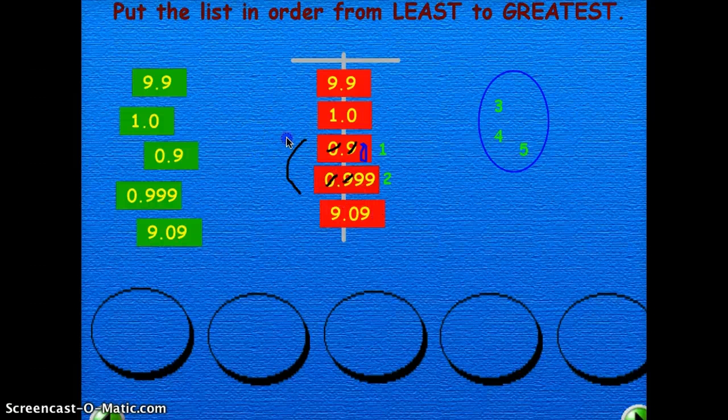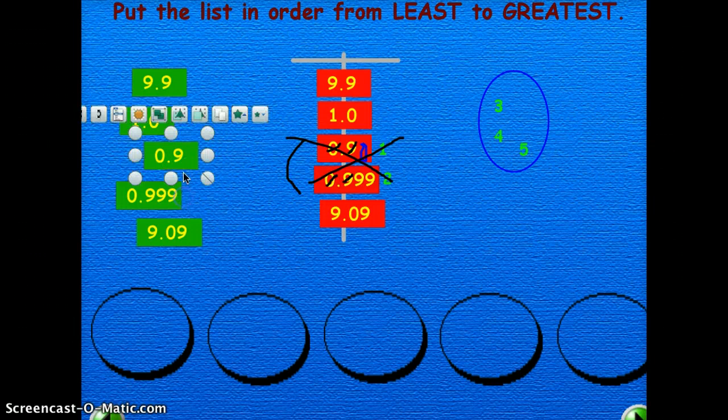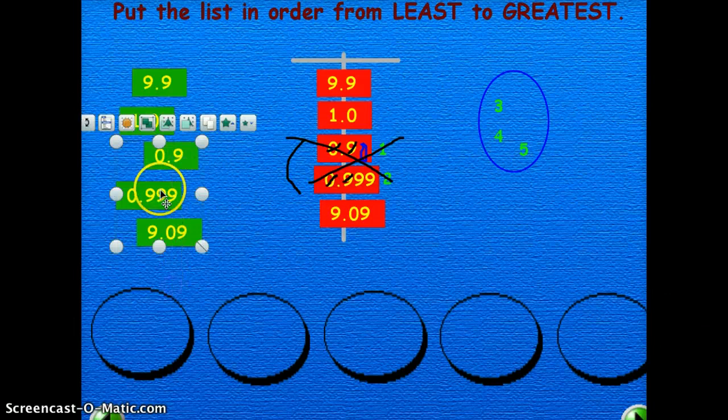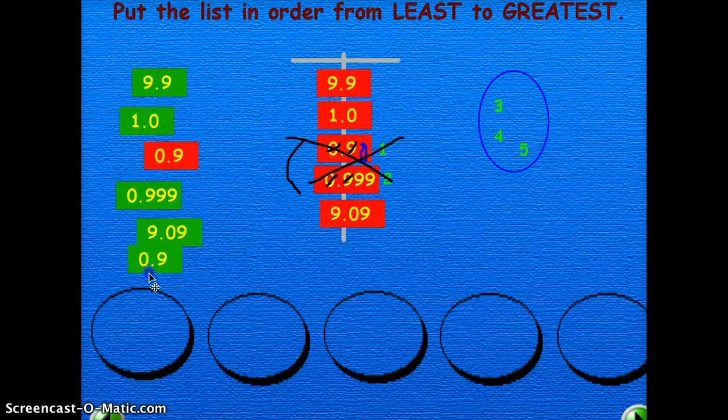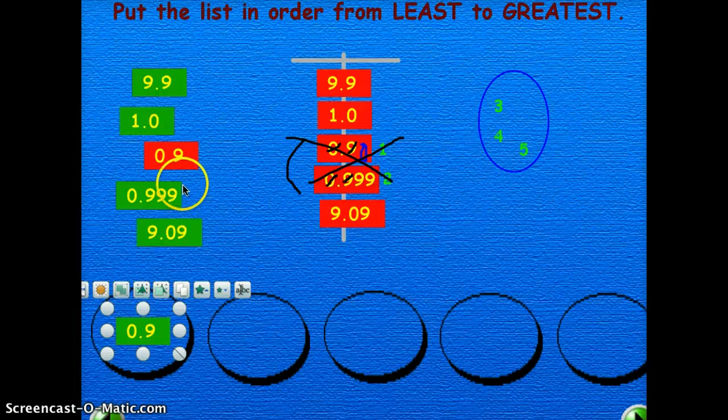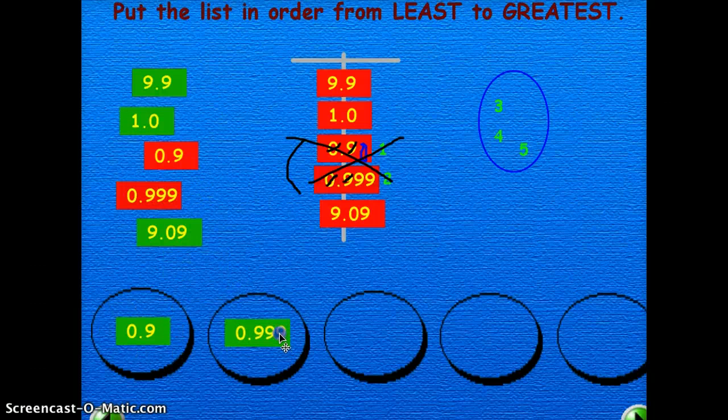I'm now done with these. If I want, I can already start my list. So for example, I know that I've chosen this decimal right here to be my smallest. Hopefully I can grab it. Here we go, that's my smallest. And I know that this one is my second smallest.